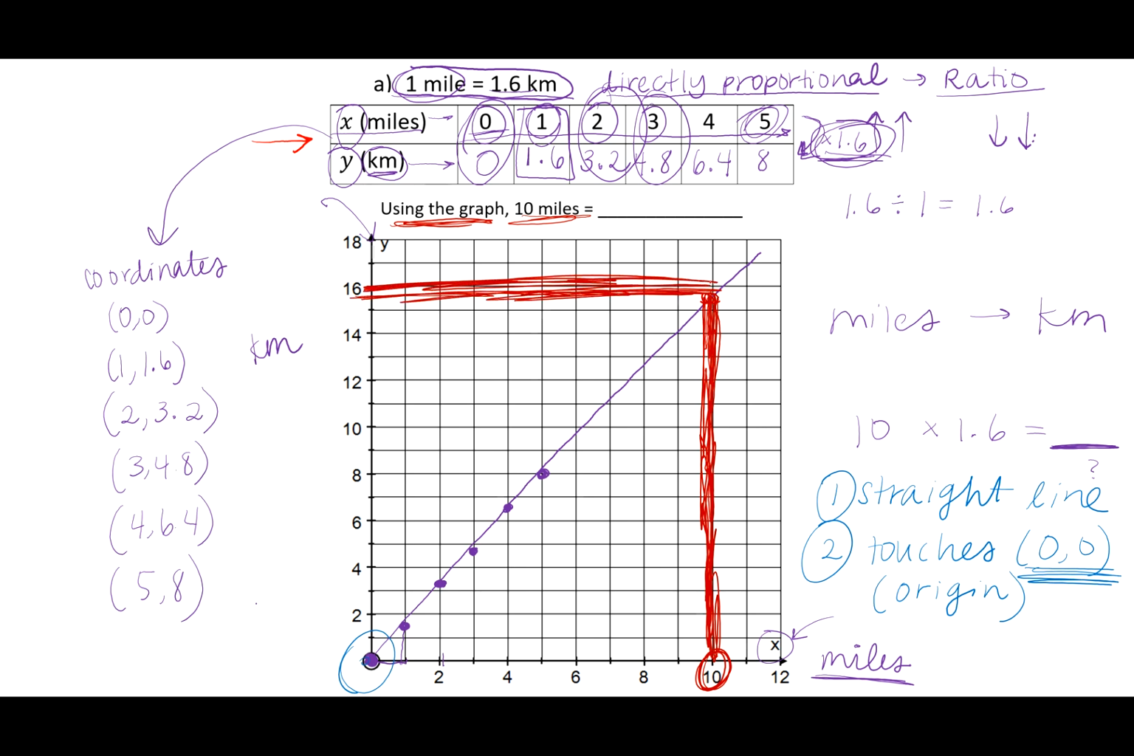My graph is not perfect, but I hope that yours is. You would see that we touch at, I guess this is 16 here. It says 16. Let's see, 10 times 1.6, if I multiply, we should come up with 16. Imagine that. All right, so your answer would be 16 kilometers. Hopefully, if you draw a straight line perfectly using your ruler, you should come up with the exact right answer. All right, thanks.